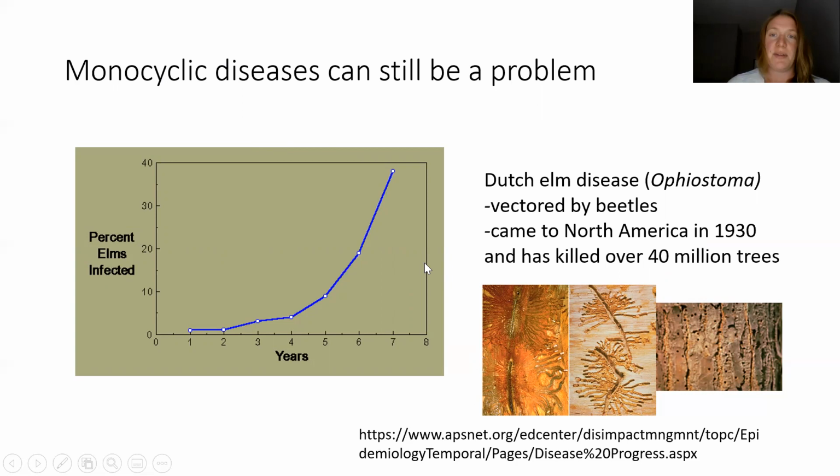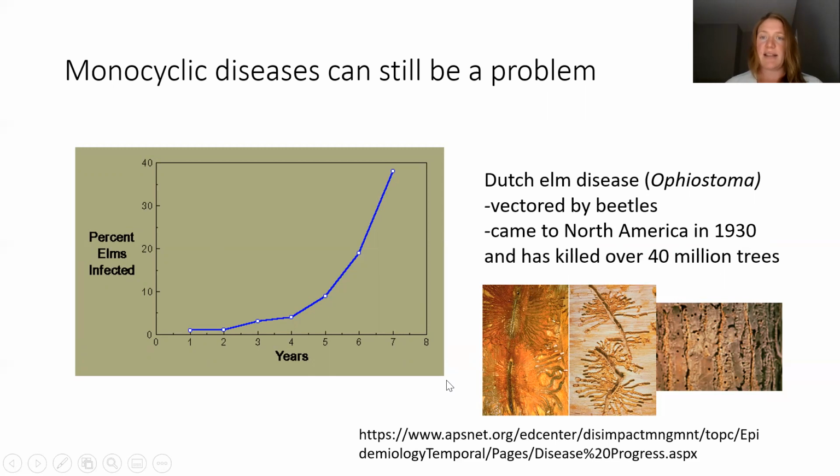This example is the Dutch elm disease, for example, and over a number of years, we see exponential growth of this pathogen in North America. So this pathogen is actually an oomycete pathogen vectored by beetles. It came to North America from Europe in the 1930s, and the strain of the pathogen that came at that time was much more virulent than the elm trees in North America were able to resist. And so it very effectively killed 40 million trees over a number of years.